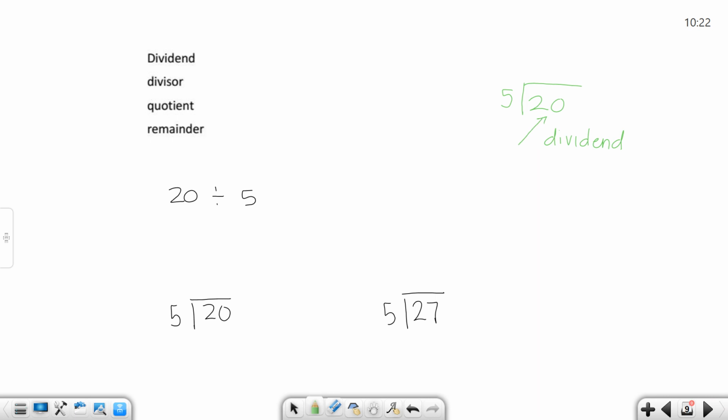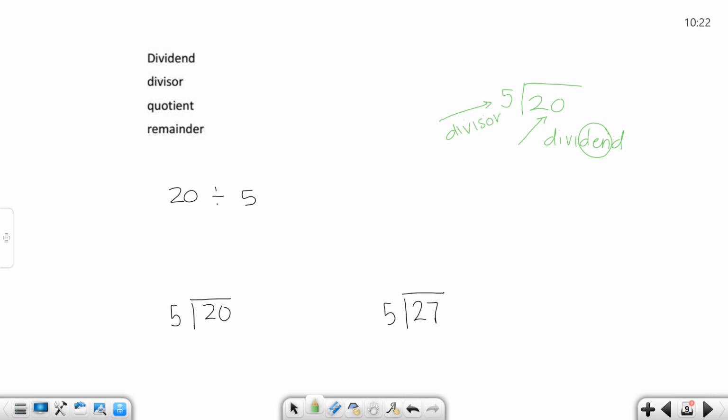And that's always really easy for me to remember because it has den in there. And I think of the den being inside the house. And so the dividend is the number that's inside the house if you were writing it in this form. This number outside is called the divisor.